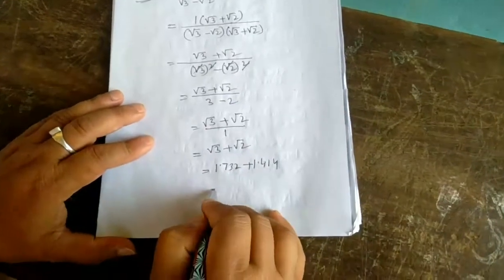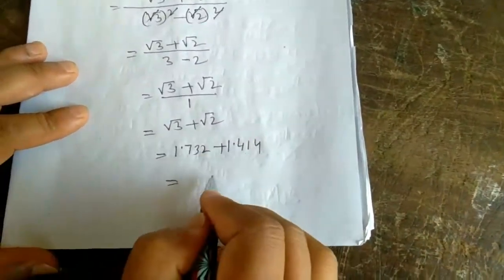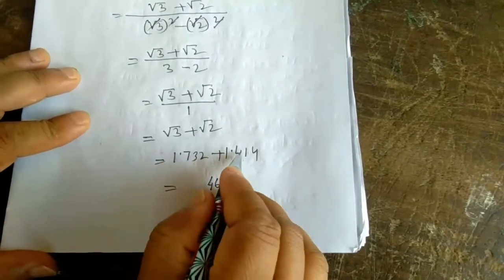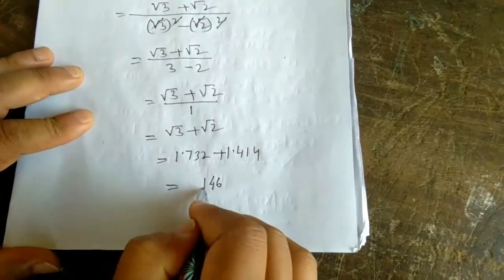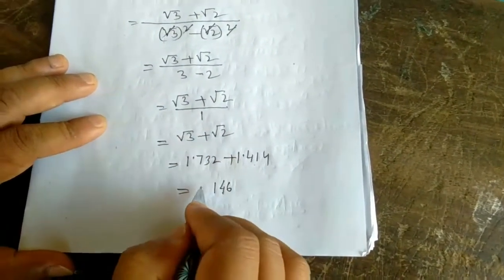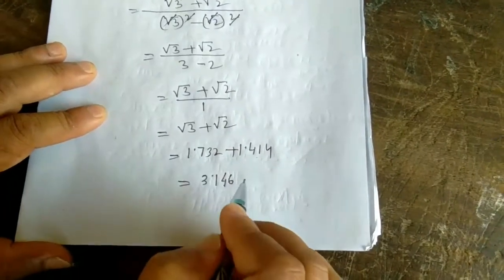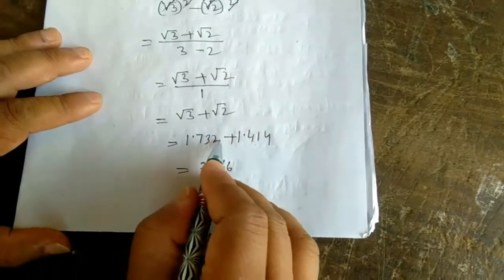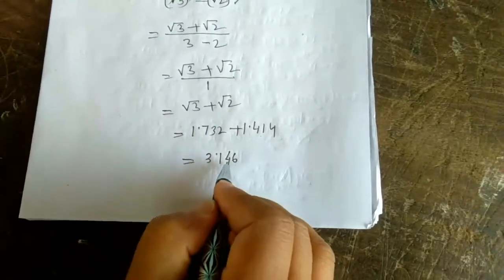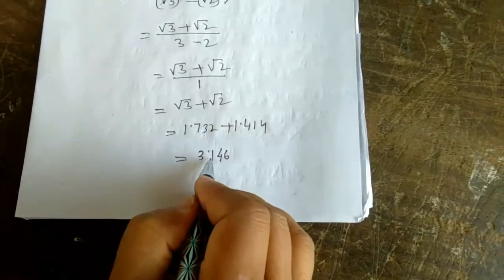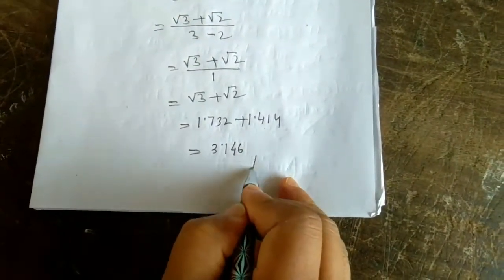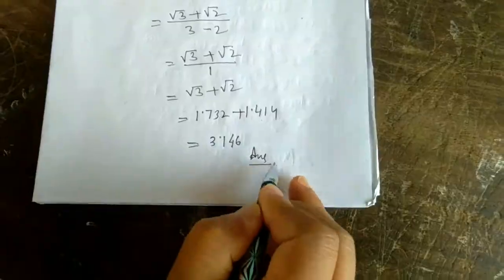1.414. Then add it. 2 plus 4 is 6, 3 plus 1 is 4, 7 plus 4 is 11, 1 in hand, 1 plus 1 is 2, plus 1 is 3. After the point, 1 2 3 1 2 3. Now this is the answer.